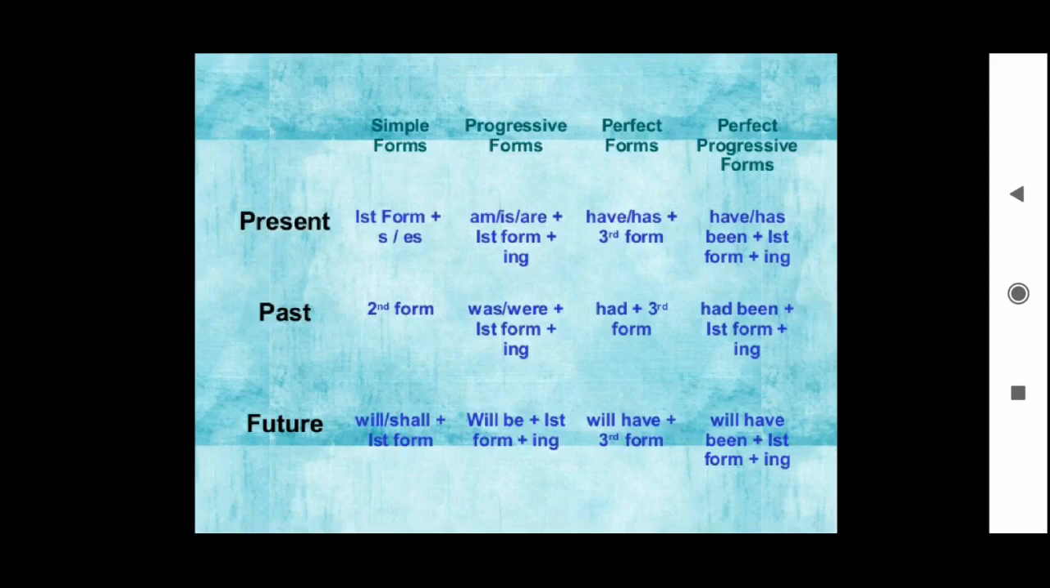Now future continuous. In future continuous forms, we use will be or shall be plus first form plus ing. In future perfect forms, we use will have or shall have plus third form of the verb, and future perfect continuous tense or progressive forms, we use will have or shall have plus been plus first form and ing to the verb, or you can say that ing form of the verb.